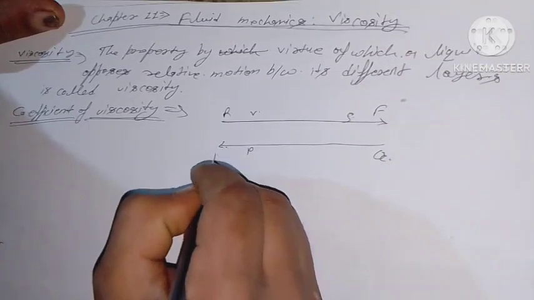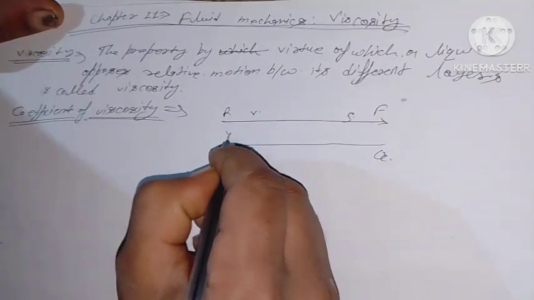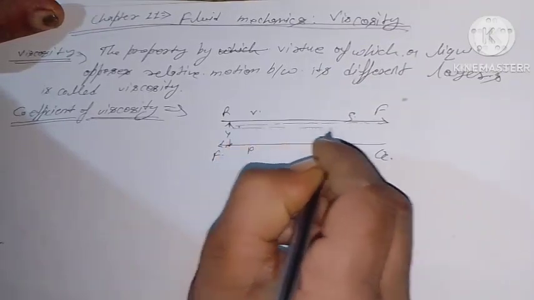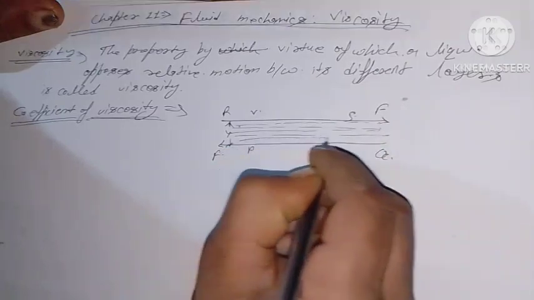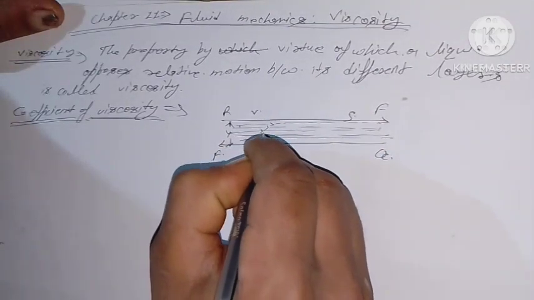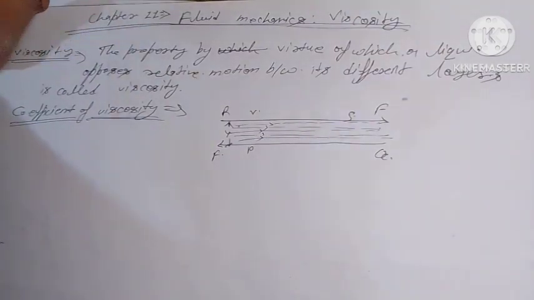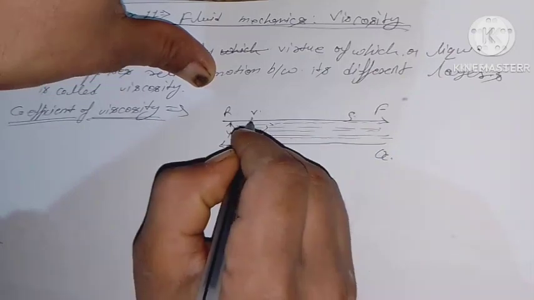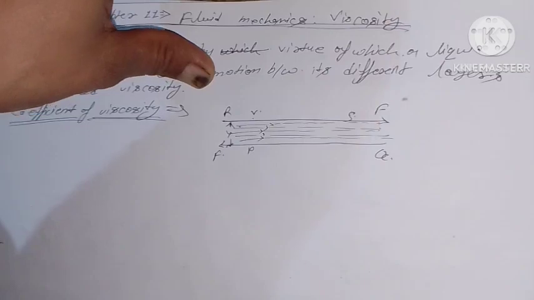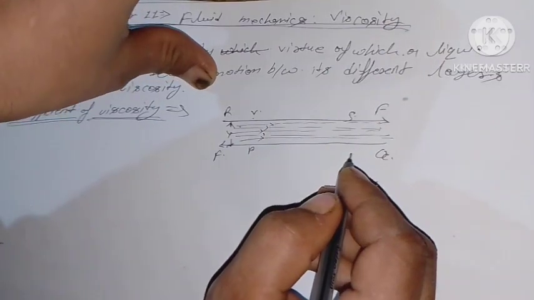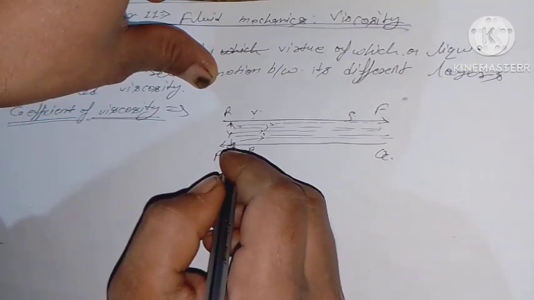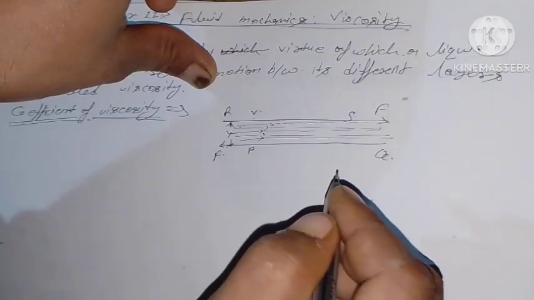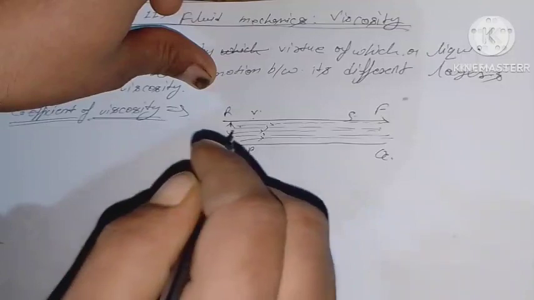And this is the distance y between the layers. Then, let a layer RS of a liquid move with velocity v relative to a parallel layer PQ, which is at a distance x from it. Let the force on an area A required to produce this motion be F.